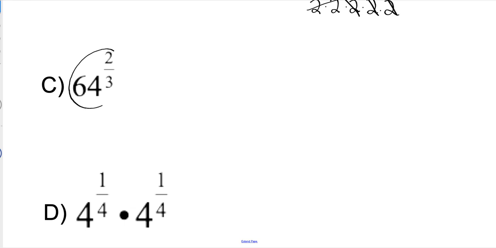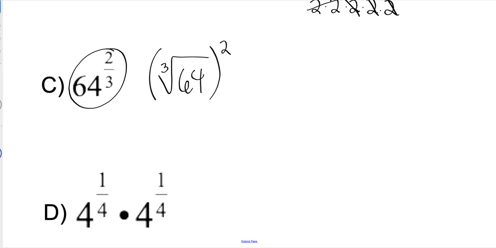So 64, power over index. So this is the third root of 64 squared. What times itself 3 times gets me that 64? Well, it's not going to be a 2, not big enough. It's probably a 4. So this would be 4 squared, which would turn out to be a 16. So 64 to the 2/3 is 16.